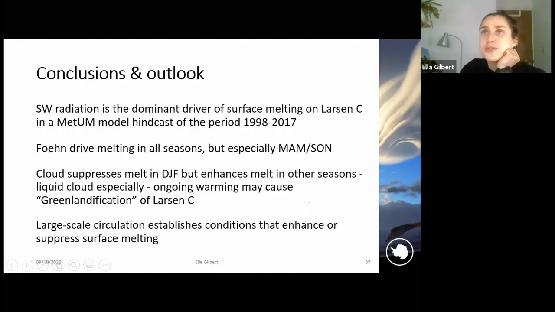So this is just a summary in text form as well. So we know that shortwave radiation is important, Fern drive melting in all seasons. We might see more Greenlandification, if you like, of Larsen C, and large-scale circulation establishes those conditions that either enhance or suppress melting.